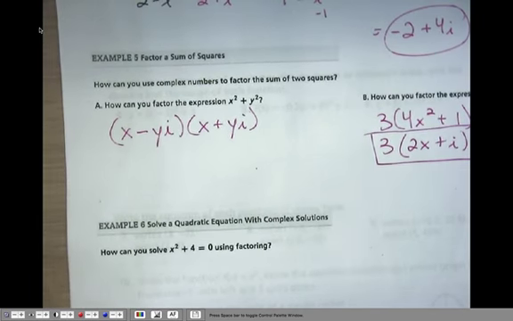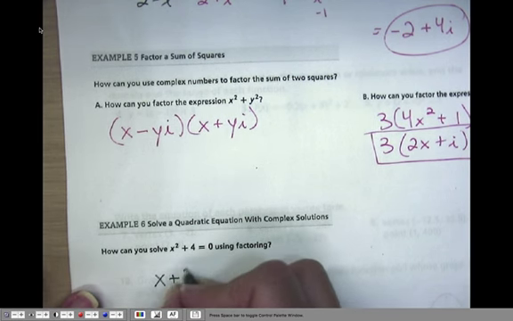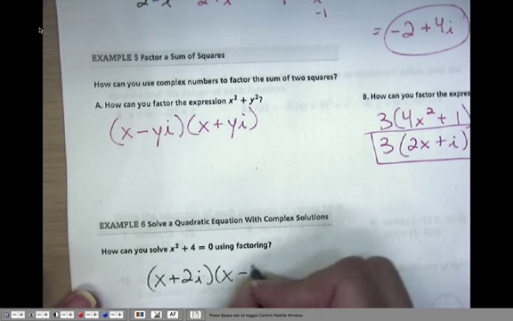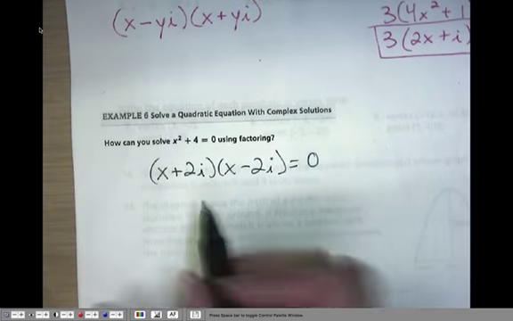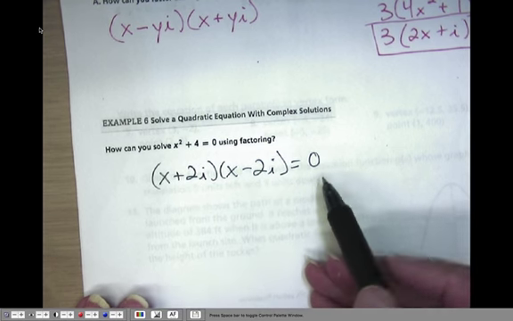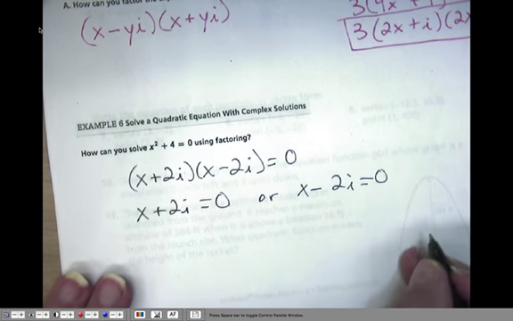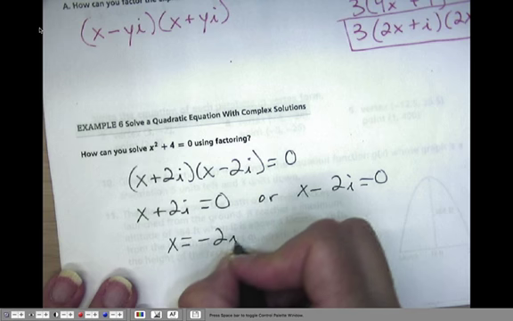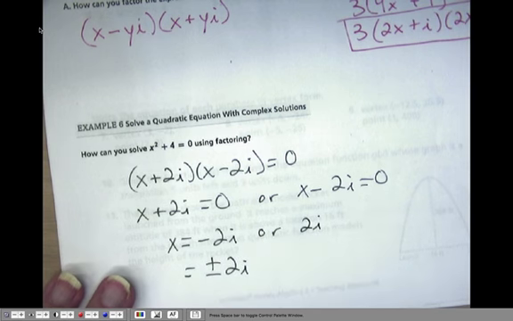And then finally, solving this equation using factoring, we just saw in the previous example that we can factor this as x plus 2i times x minus 2i, and that equals 0. And using the zero product property, remember, if I have two things multiplying together to equal 0, that means one of them must be 0. So x plus 2i equals 0, or x minus 2i equals 0. So x is negative 2i or positive 2i. Remember, we can also rewrite this as plus or minus 2i.